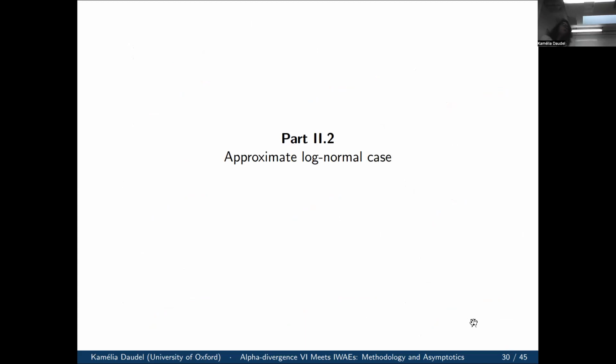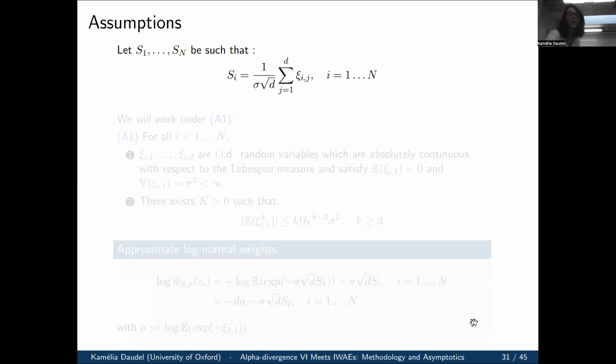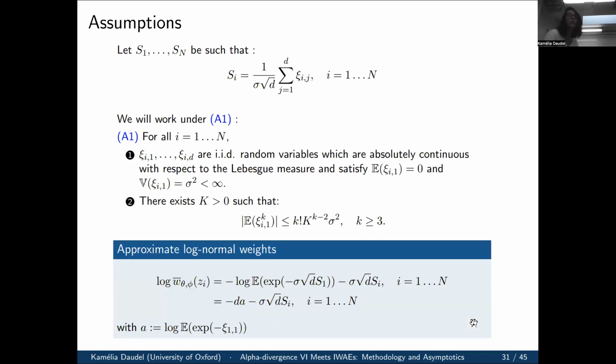Like I was saying before, looking at just the log normal case might be a bit of a limitation because in practice, you can't really expect things to be log normal. So we looked at an approximate log normal case. By approximate, basically all you need to know is that instead of having S_i that are normally distributed like before, I'm going to write them under this form. And I'm going to make assumptions so that as d goes to infinity, this looks like a normal distribution with mean 0 and variance 1. So this will change slightly the expression of my weights. And I'm going to say that approximate log normal weights are weights of this form.